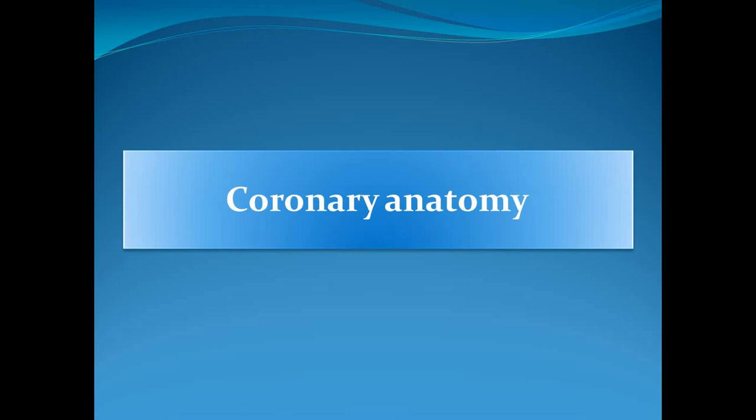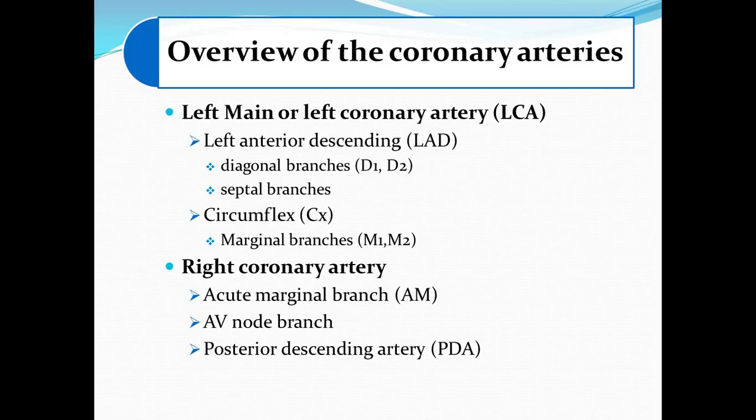We move on to talk about the coronary anatomy. We know that coronary arteries are the arteries that supply the myocardium with blood, and in case there is narrowing or thrombosis, there will be ischemia and heart attack. So this is a very important thing to be evaluated by imaging in cases of heart attack or suspected ischemia.